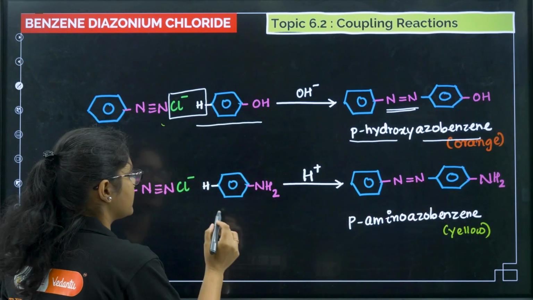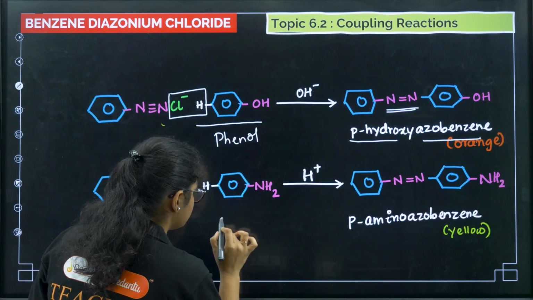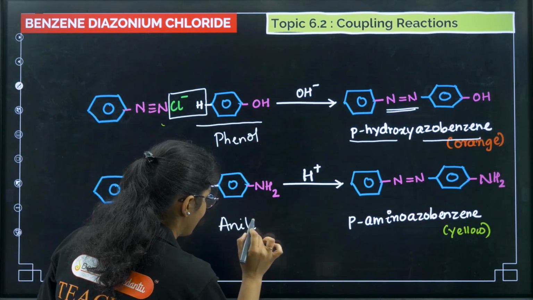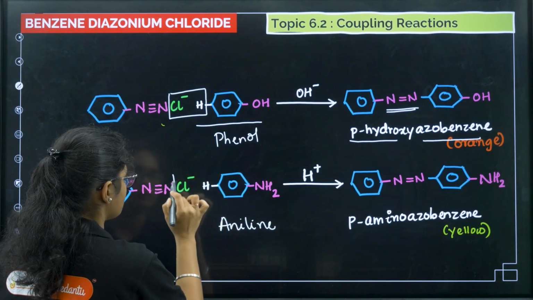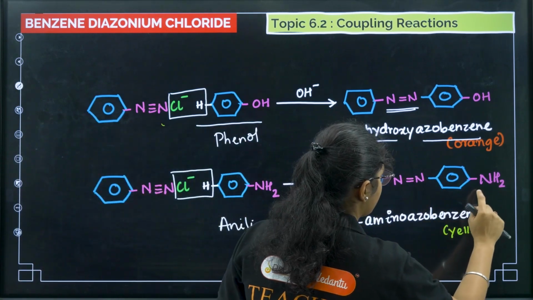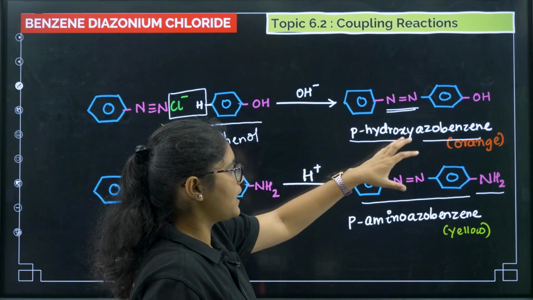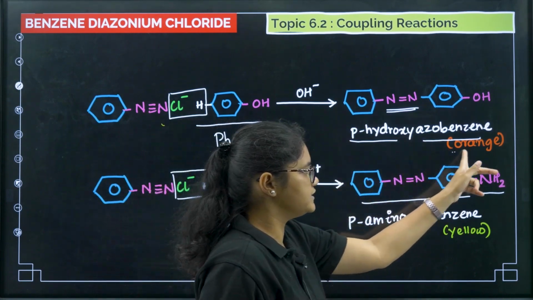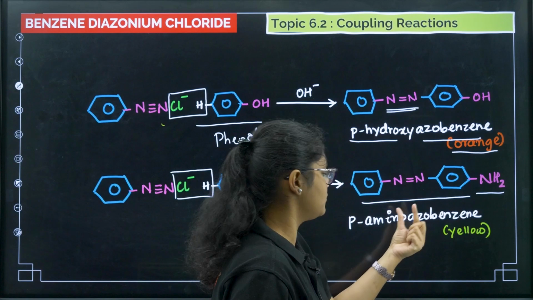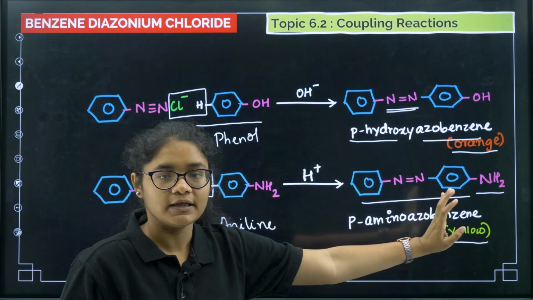Similarly, this is phenol. You can also do this coupling reaction with aniline. Here again, what will happen? HCl will be removed, so you will get para-aminoazobenzene. Now, para-hydroxyazobenzene is orange in color and para-aminoazobenzene is a yellow dye. This is an orange dye and this is a yellow dye.